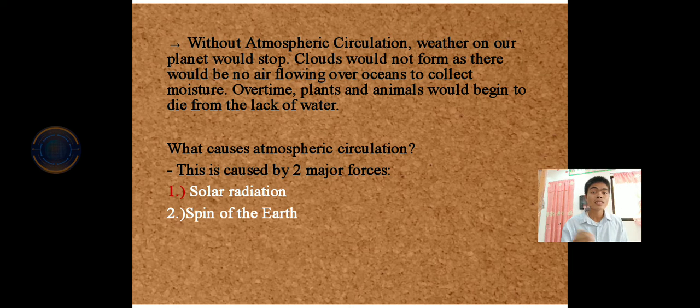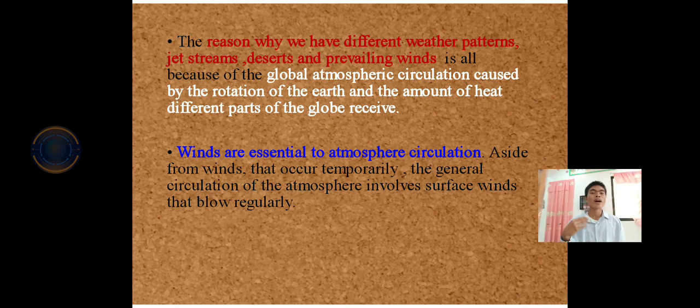This is caused by two major forces known as solar radiation and the spin of the earth. Solar radiation refers to the sunlight, the heat energy produced by the sun, and the spin of the earth is the rotation of the earth. The reason why we have different weather patterns, jet streams, deserts, and prevailing winds is all because of the global atmospheric circulation caused by the rotation of the earth and the amount of heat different parts of the globe receive.